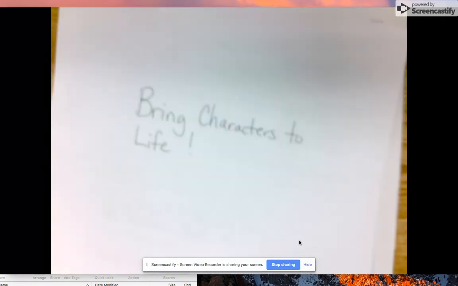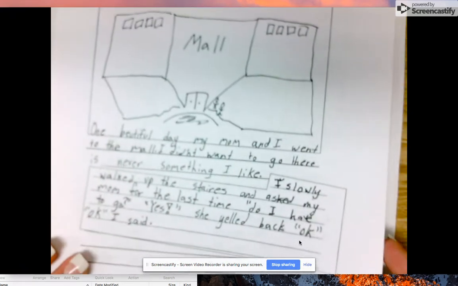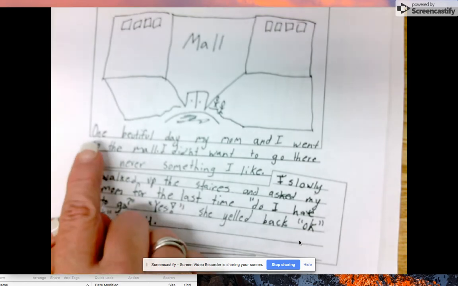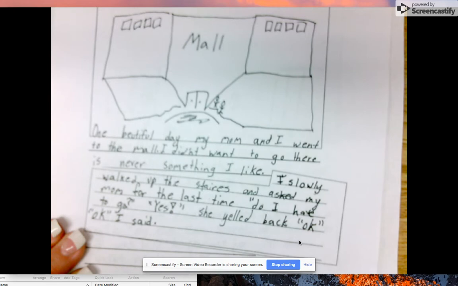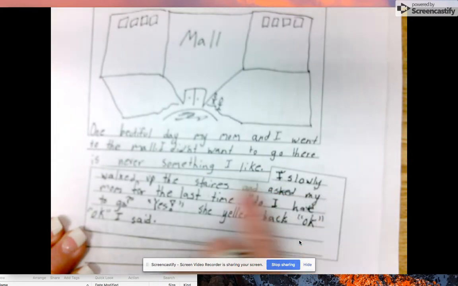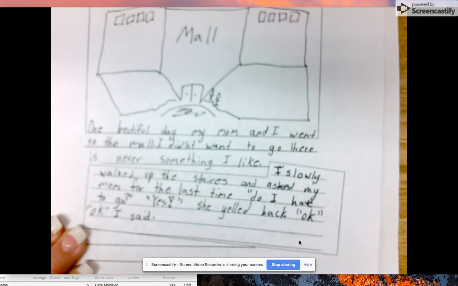Here's some writing of some fifth graders. This is a story from a person who wrote about, her name is Clara, going to the mall with her mom. Here's what she began with. She said, "One beautiful day, my mom and I went to the mall. I didn't want to go there. It's never something I like." She remembered that this is a conversation she and her mom had because she really didn't want to go. So here's what she did. "I slowly walked up the stairs," that's the do, "and asked my mom for the last time." Here's what she said. "Do I have to go?" "Yes," she yelled back. "Okay, okay," I said.